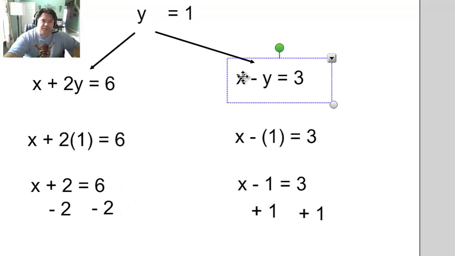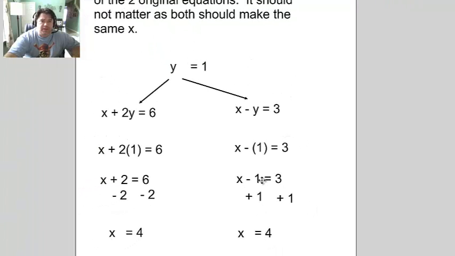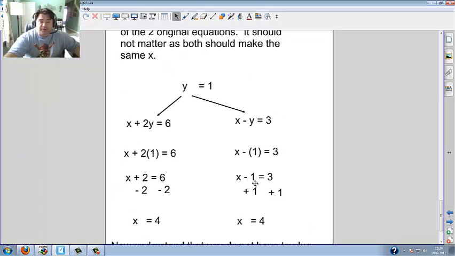Let's put it in this equation instead, though. So instead of x minus y equals 3, I'm now going to put the 1 back inside. So now it's x minus 1 equals 3. Well, okay. Instead of minus 1, I'm going to add 1. Add 1 to one side, add 1 to the other, and I also get x equals 4. Notice how it made no difference which one I picked.